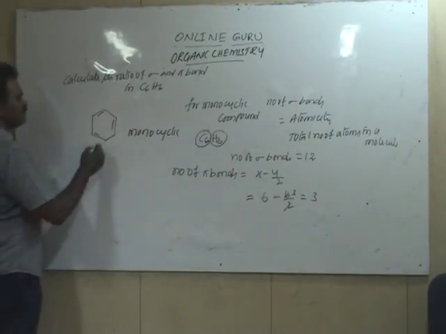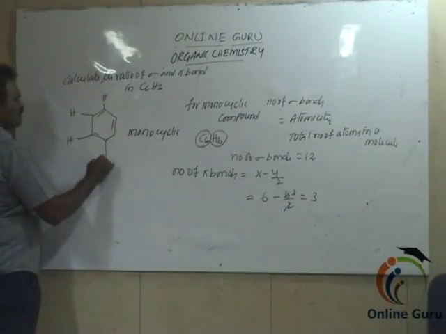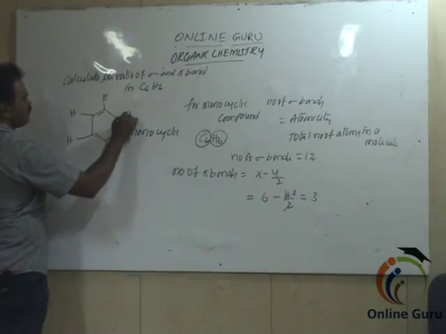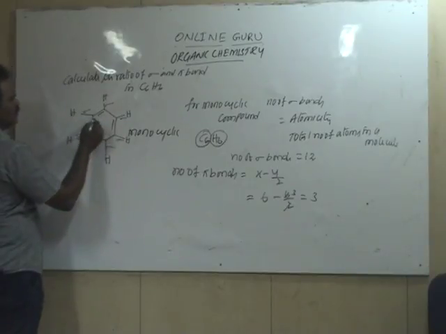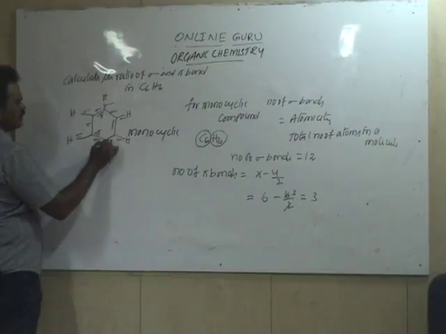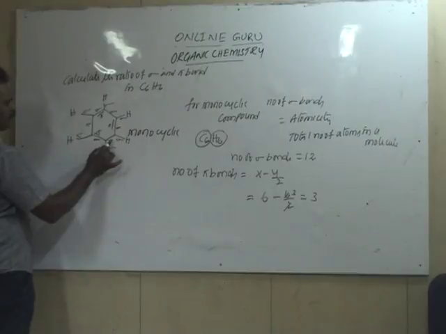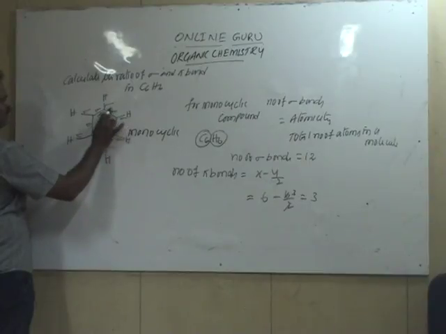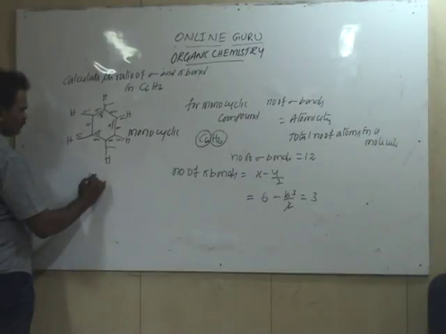Then, as per the diagrammatic representation, how many sigma and how many pi bonds does it have? This is sigma, this is a pi, sigma, this is a pi bond, sigma and pi. Find out the total number of sigma bonds: 1, 2, 3, 4, 5, 6, 7, 8, 9, 10, 11, 12. So the total number of sigma bonds is 12.